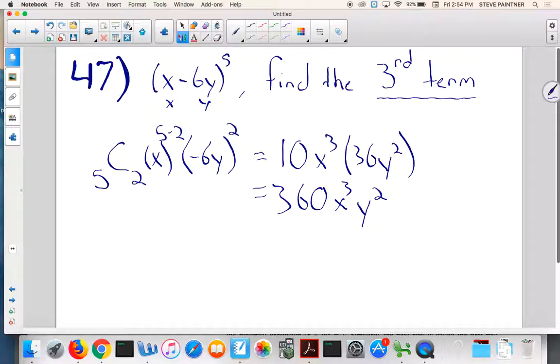Okay, so this is the third term of our binomial expansion. So if you wrote it all out, this would be the thing that comes third. Yeah, so these are just the examples of working through the binomial theorem. We will see you in class.